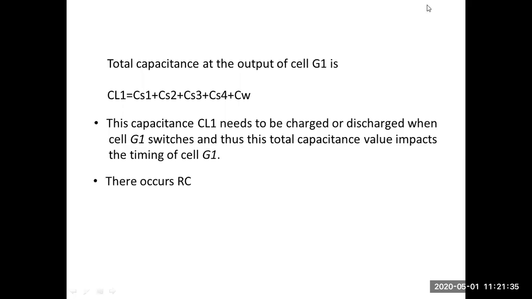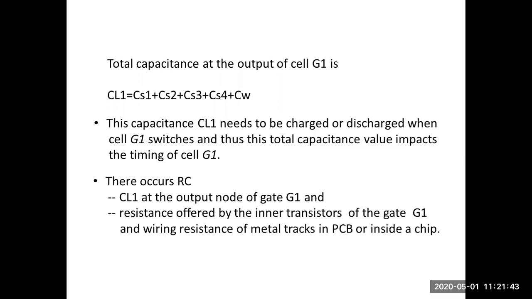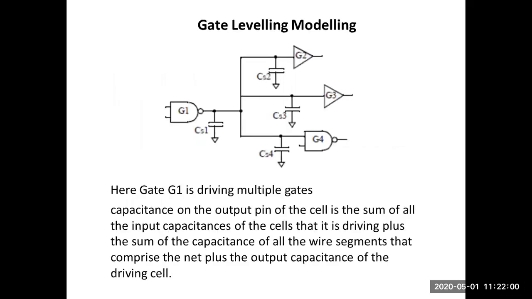So now there occurs an RC also. One thing is that CL1 is there at the output node of gate G1, and there will be R also. This R is the resistance offered by the inner transistors of the gate G1 and the wiring resistance of the metal track in the PCB or inside the gate G1. Inside the chip, when G1 charges or discharges, its output is either zero or logic one. So when CL1 is charging, this charging takes place through the internal transistors, and the internal transistors offer some resistance. That resistance in combination with CL1 makes an RC. That RC is called the time constant of the gate G1.